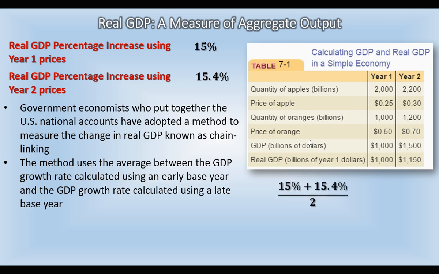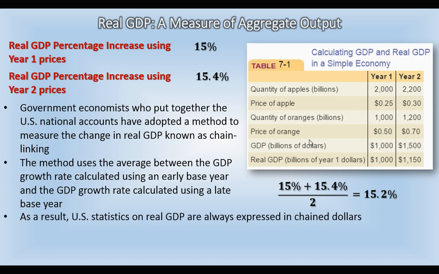So in this case, it would look at 15% plus 15.4%, divide that by 2, get the average of the two, and that will get us to the chain-linked average real growth rate of the economy to be 15.2%. So as a result, U.S. statistics on real GDP are always expressed in chain dollars.